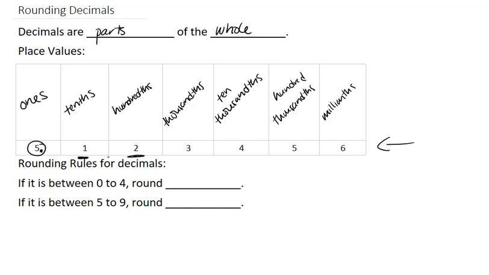Now, when we look at rounding, as we'll be rounding in this section, we have the same rules as with the whole numbers. If it's between 0 to 4, we round down. And if it's between 5 to 9, we round up. So now let's go ahead and look at some examples.